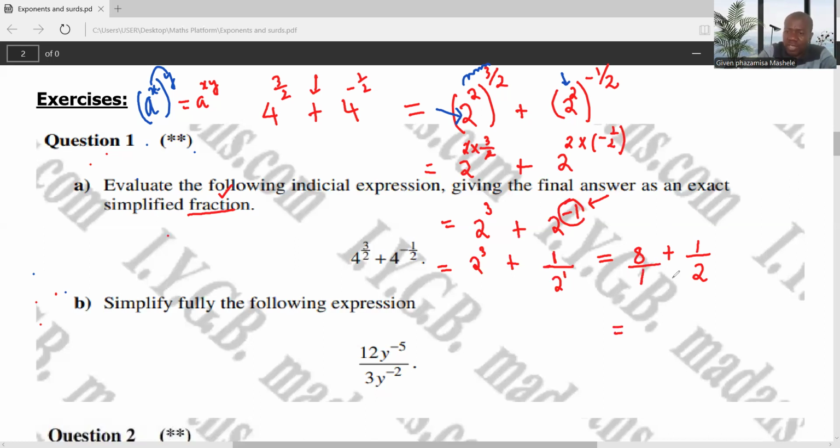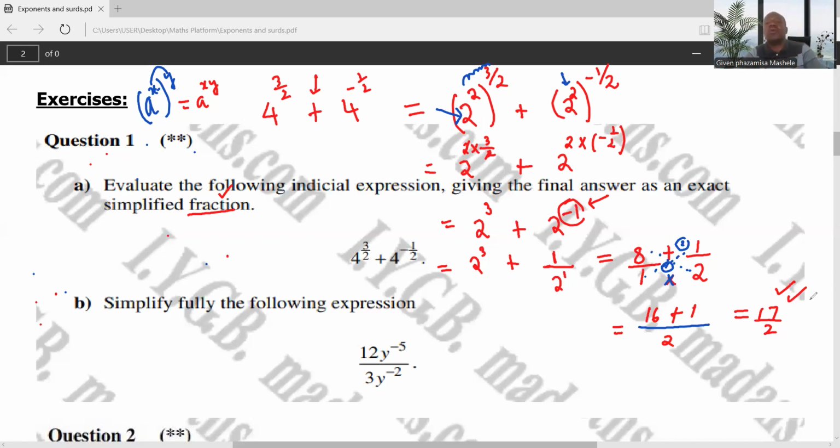Let us simplify the fraction. We can multiply the denominators. I think I've said that. Let's multiply the denominators first. 1 multiplied by 2, we are multiplying the denominator first, then the answer becomes 2. Then we cross multiply. 8 multiplied by 2 is 16, and 1 multiplied by 1 is 1. So the final answer is 17 over 2. So this is the answer.